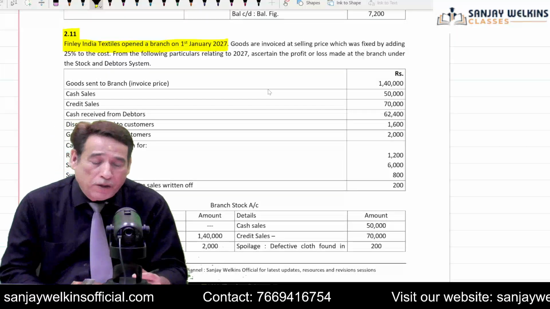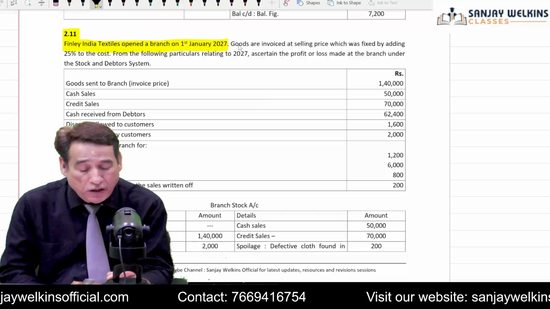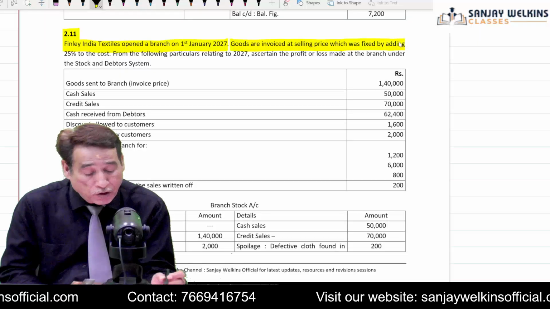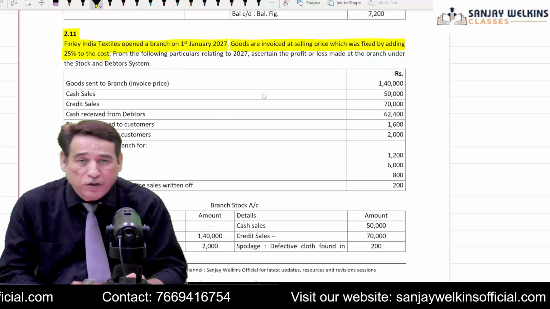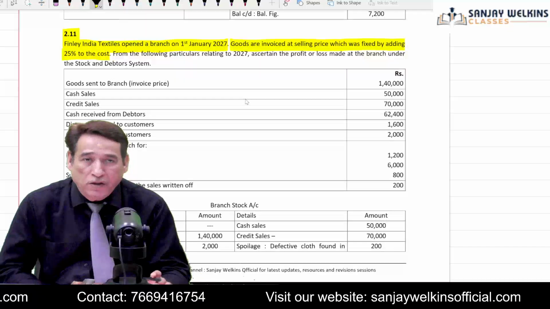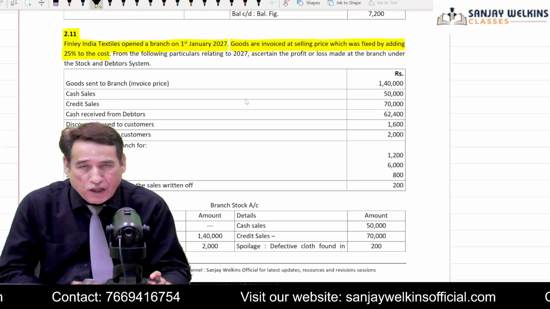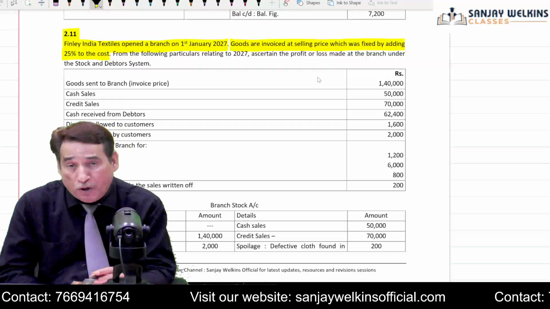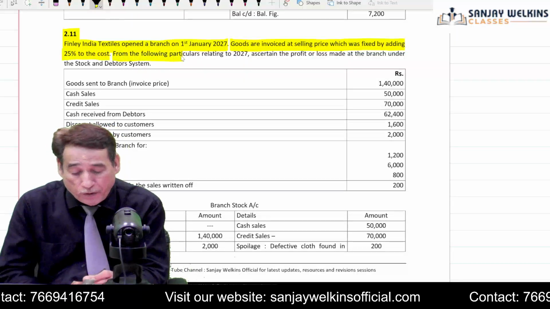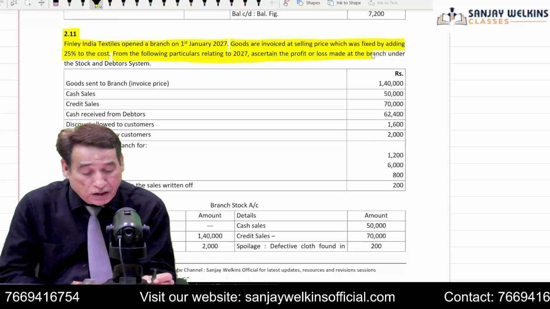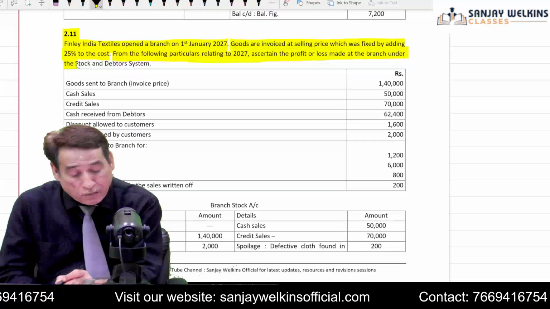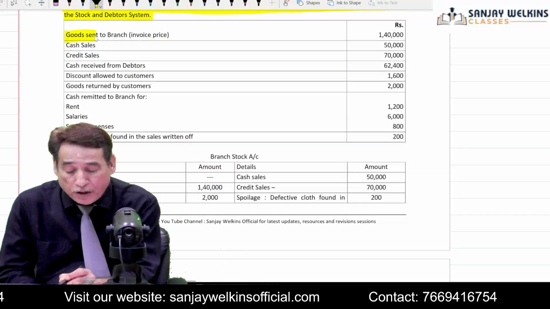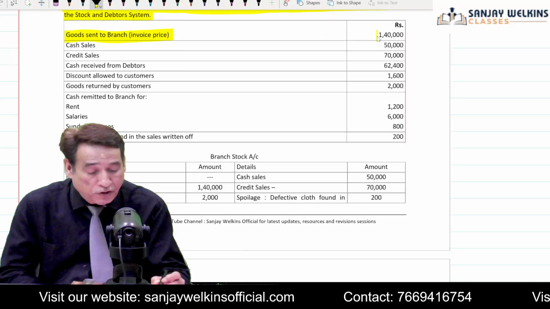If we are opening a branch, no question of any opening stock or opening debtors, I need not require to tell you. Then we are being given goods invoiced at selling price, which was fixed by adding 25% to the cost. So rate of margin is on cost. Cost will be 100, margin 25, invoice price 125. And rate of loading on invoice price will be 1 by 5 and on cost will be 1 by 4. From the following particulars relating to 2027, ascertain the profit or loss made at the branch under stock and debtors system.